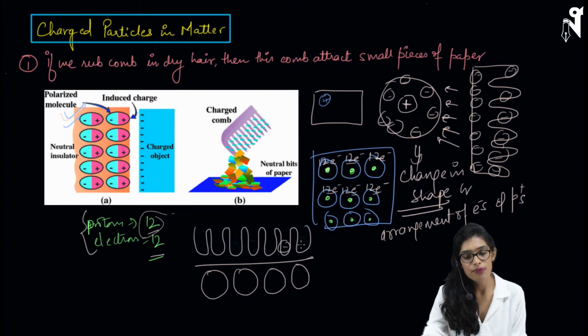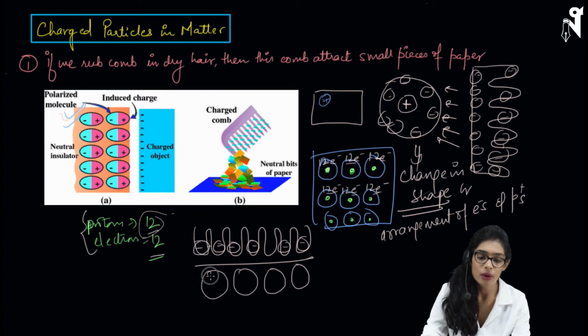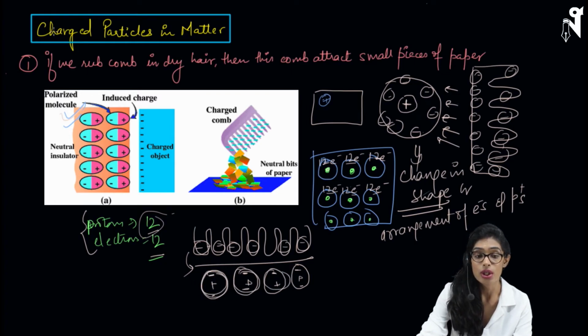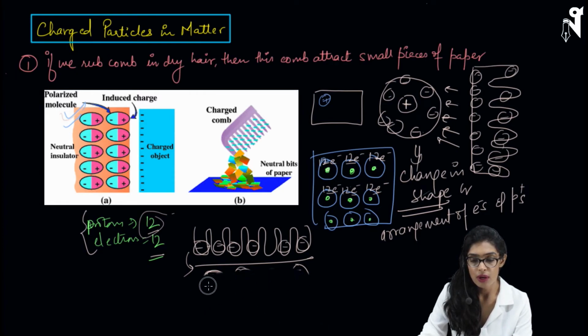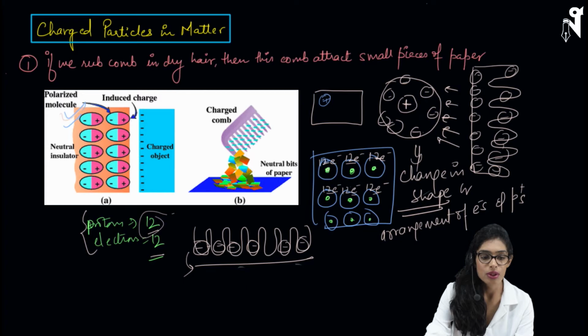The comb is negative, and right now you have negative here, positive in the center, negative here, positive in the center, negative here, positive in the center, negative here, and positive in the center. That's how your actual arrangement is. When this negatively charged comb comes closer to it, this thing is going to change. So the atoms of your piece of paper are going to change. And how it is going to change, let me show you. This will not remain like this. These will change their shape in this way.